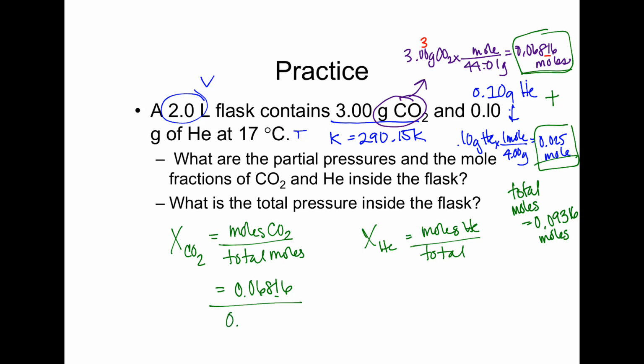And the total, oh sorry, that should actually be to 3 places past the decimal. And when I do that on my calculator, I'm going to get 0.7316, and that should just have 2 sig figs.